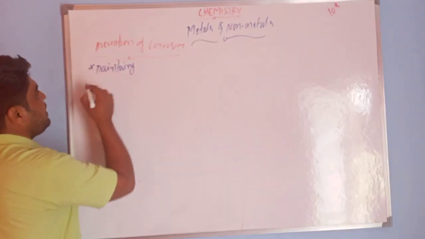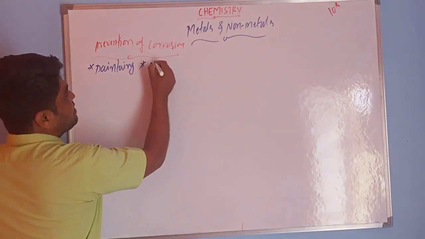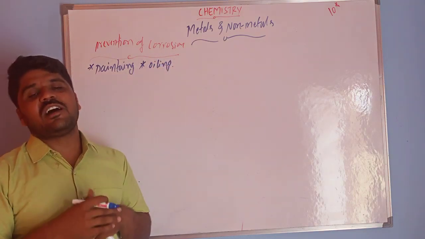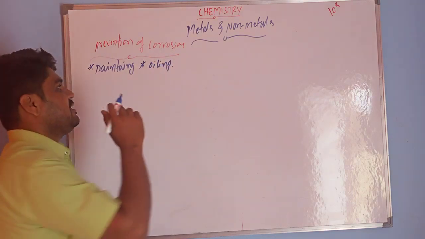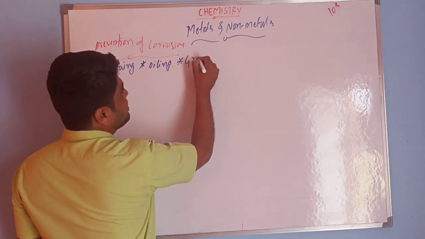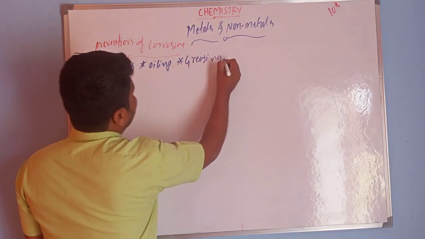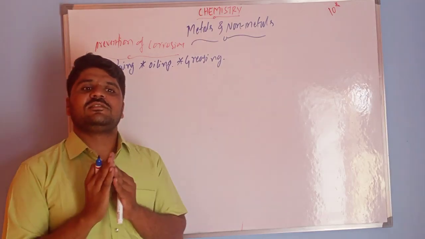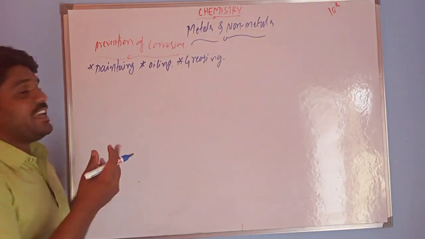Next is oiling. Oiling means applying oil on metals. And greasing. Greasing means applying grease on metals. So next is galvanizing.